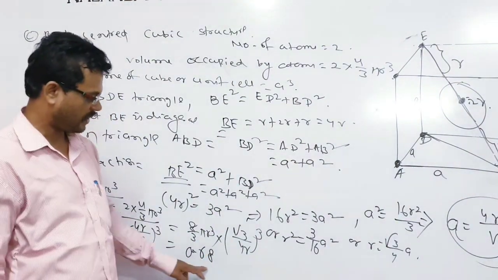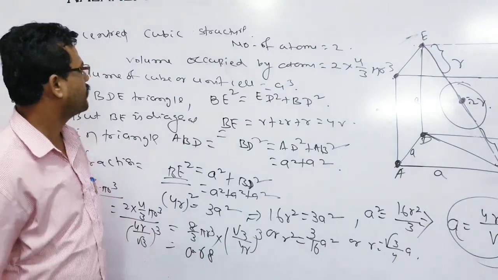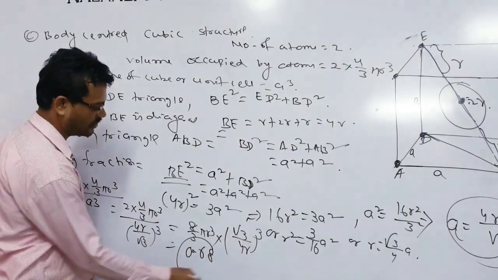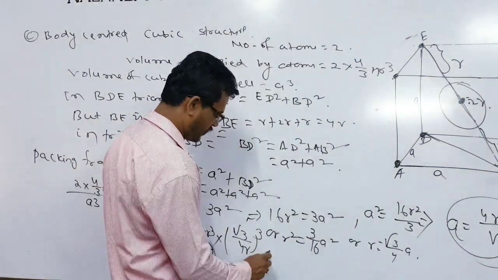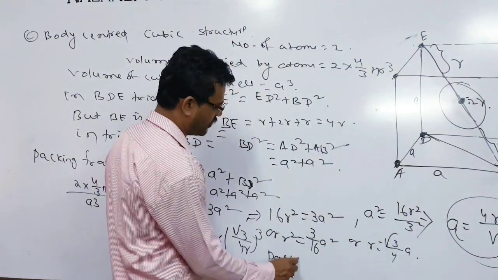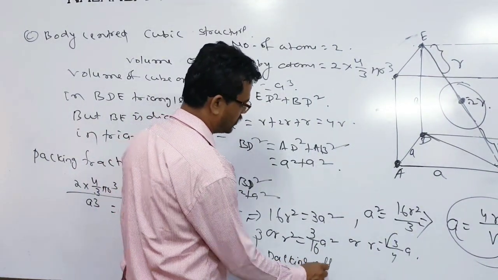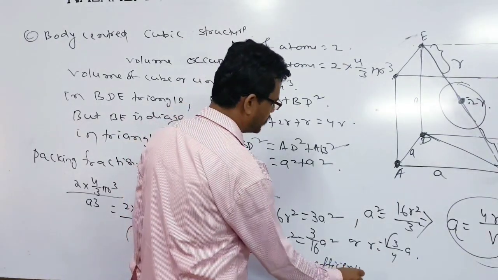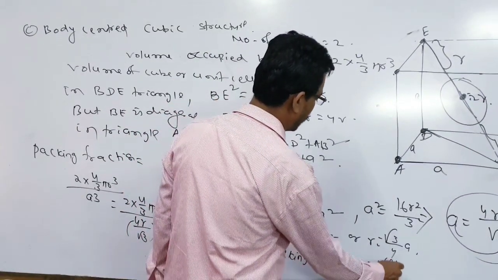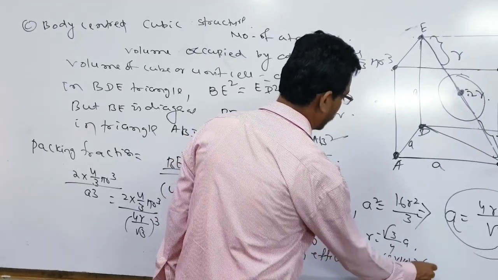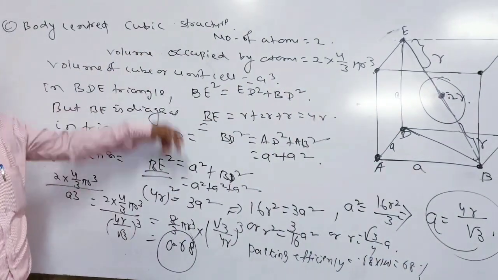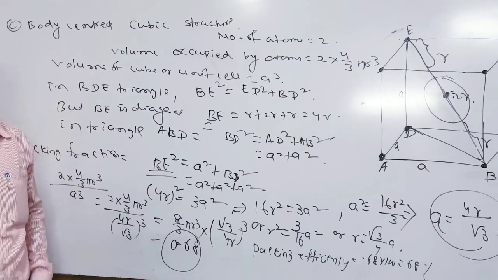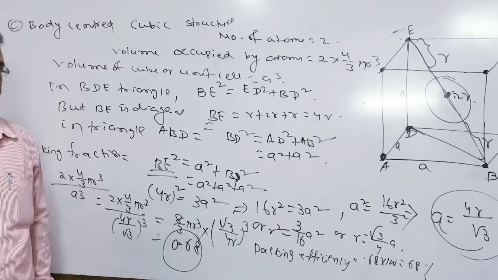So we see the packing fraction of this body-centered cubic structure is 0.68, and the packing efficiency, multiplied by 100, is 68%. So the packing efficiency of this body-centered cubic structure we have found is 68%.